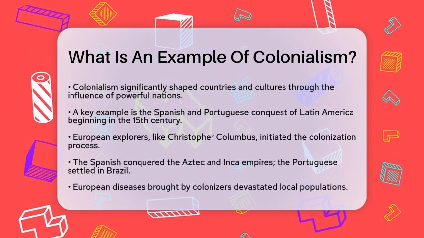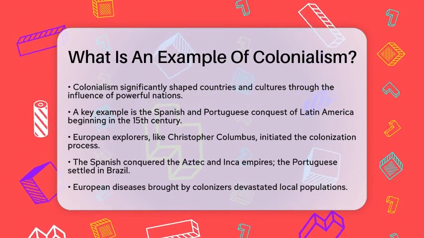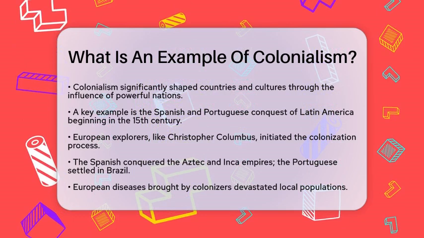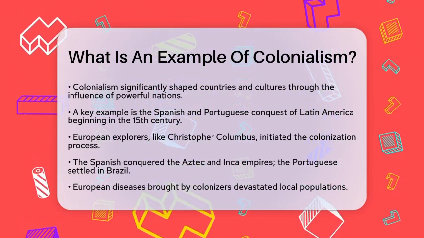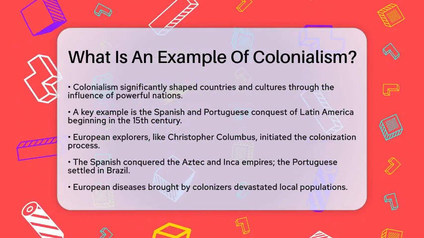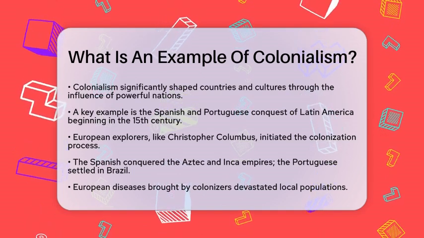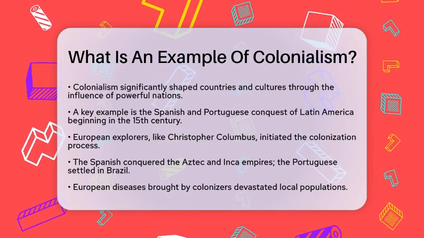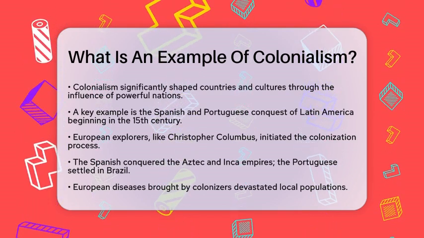One of the most significant examples of colonialism is the Spanish and Portuguese conquest of Latin America. This began in the 15th century when European explorers, like Christopher Columbus, arrived in the Americas. The Spanish and Portuguese established colonies, imposing their languages, religions, and customs on the indigenous peoples.